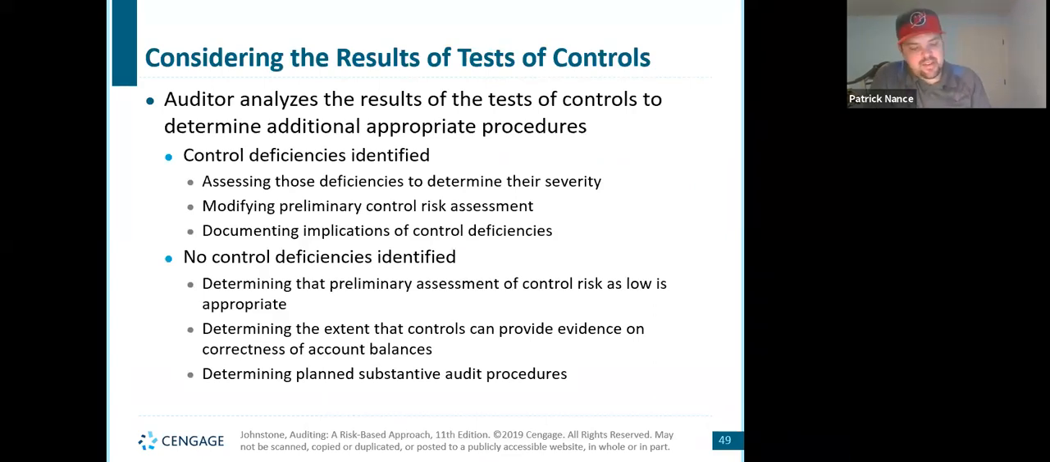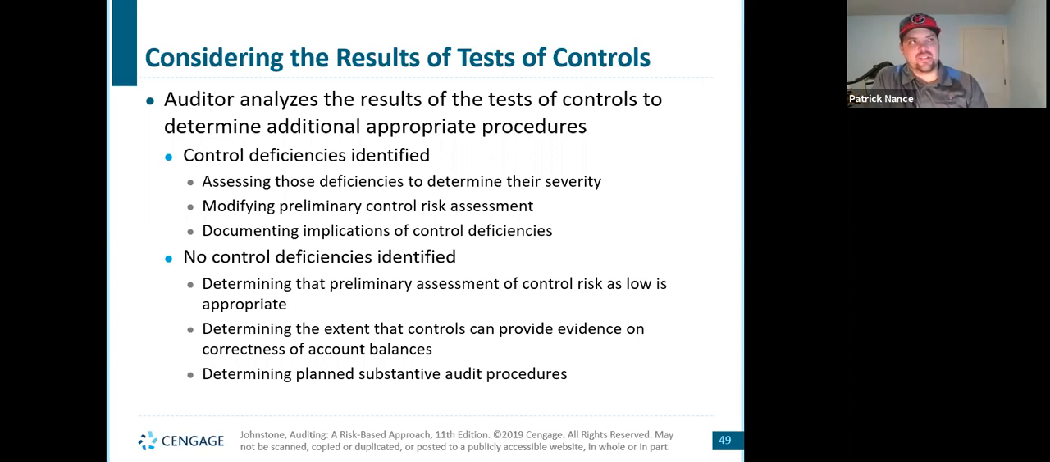All right, I'm on the bottom of 515. I'll go over to 516 as well. Considering the results of our test of controls. So when we actually perform the test, we need to determine, like we kind of just did in the last exhibit we just looked at, were the controls good, were they working, were they not working, that kind of thing. And once I make that decision, that's when I can decide whether or not I need to have any additional procedures or change what I'm doing.